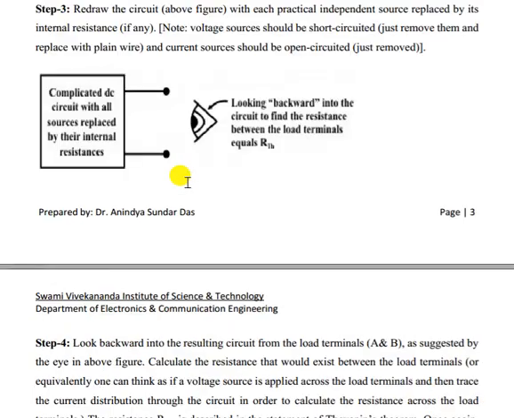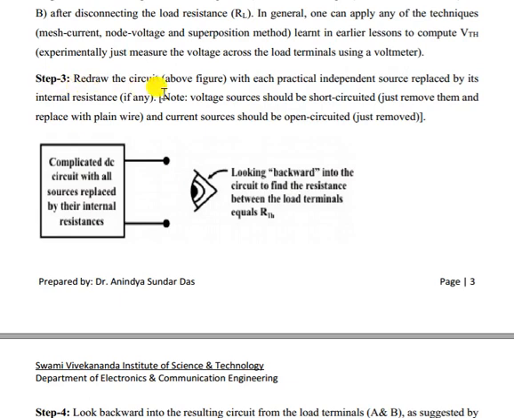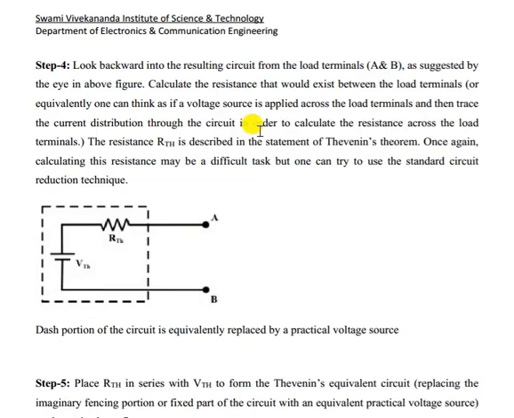Now we have some other criteria. If we have only independent sources, they can be replaced by their internal resistance, or we can deactivate them. To make a voltage source value equal to 0, what do we have to do? We have to short circuit it, right? That is V equal to 0. Now to make a current source value equal to 0, what do we have to do? We have to open circuit the current source. Then no current is flowing, so I equal to 0.